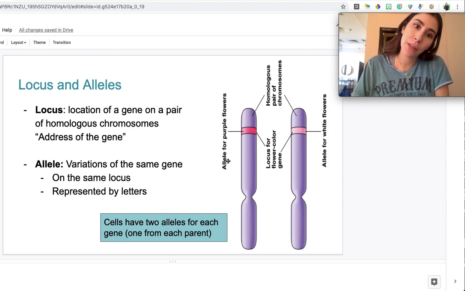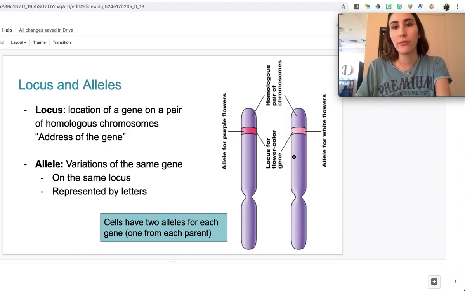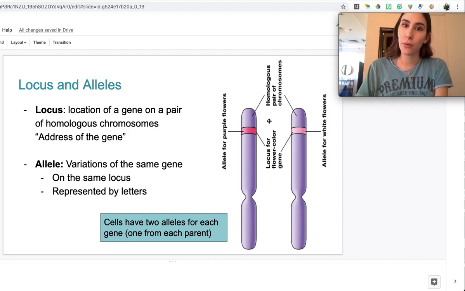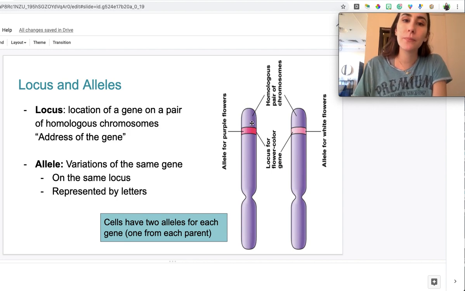Now, in this example, they tell you that this is the allele for purple flowers because these are the chromosomes, I guess, of a flower. Again, it doesn't have to be human. All organisms have DNA and chromosomes. So, in this particular plant, one homologous chromosome, let's say that this came from the female flower, contains the gene for purple flowers.